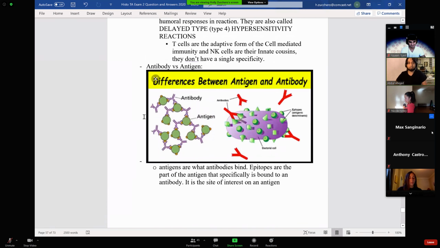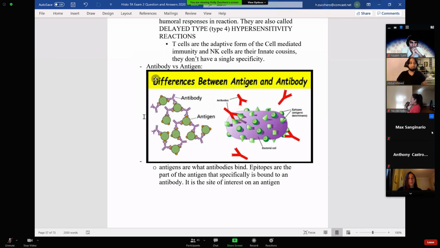CD4 is helper T cells. CD8 is cytotoxic T cells. That's cell-mediated immunity. It's specifically looking for cells that are infected. Type 4 hypersensitivity reaction, that's going a little too far, but that's something that happens. That's cell-mediated immunity. Basically, when you did your TB test, they were checking if you have that cell-mediated immunity, if you have those T cells, because you wanted to make sure that you're not going to be getting tuberculosis 10 years down the road.